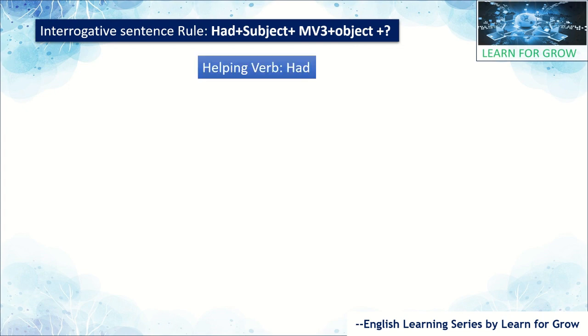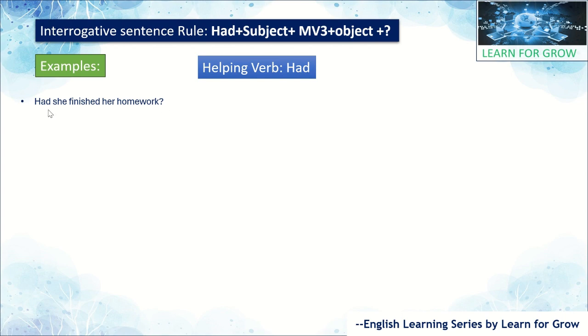And here we are also using the helping verb had. Let's have an example, and from the example we can understand the rule. First one: had she finished her homework? Here we are asking, had she finished, meaning we are asking about her homework.